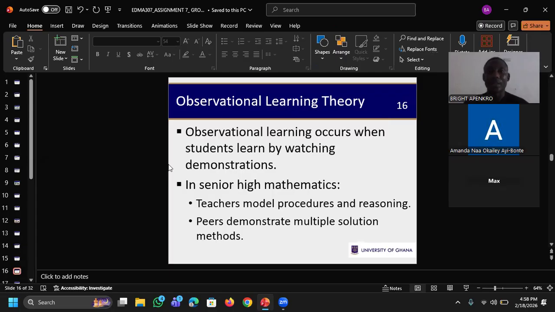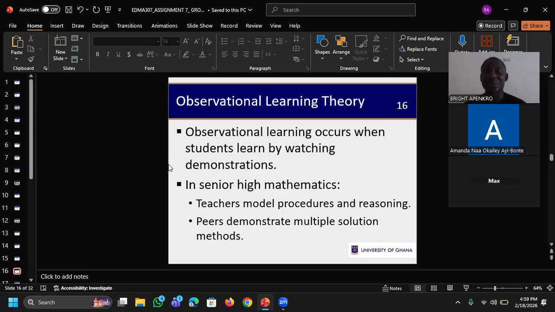Now, let's look at the observational learning theory. The observational learning theory occurs when students learn by watching and demonstration. So we say this theory allows students to watch. Let's say you are going to have an experiment where you say when you put salt in water, it dissolves. For this practice, you have to bring salt to the classroom, you add water to it. So let the people demonstrate, let the people observe that this is what is happening.